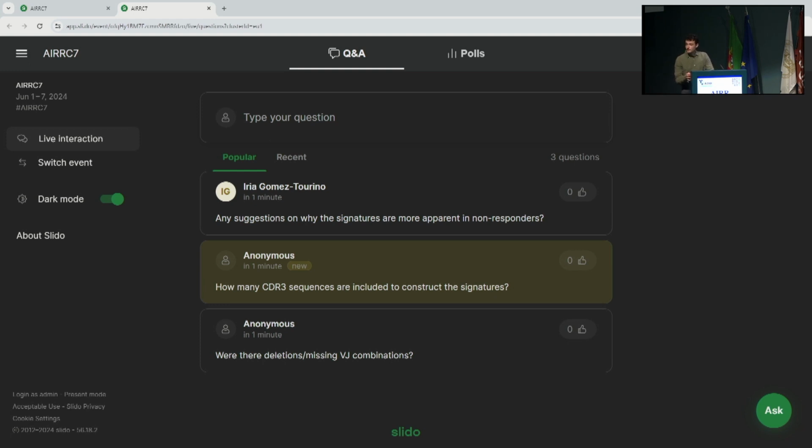I guess that gets back to the diversity question I was wondering about, right? I think that would be an interesting thing to look at. Another question is, how many CDR3 sequences are included to construct the signatures? Yes, that's interesting. The way we select these features is we tell the algorithm how many variables we want to select. So there's some tuning involved beforehand. Depending on the signature, that number differs.